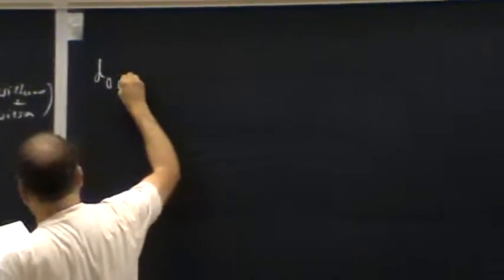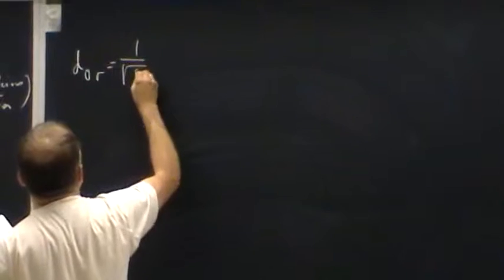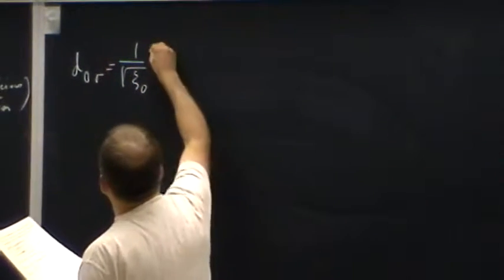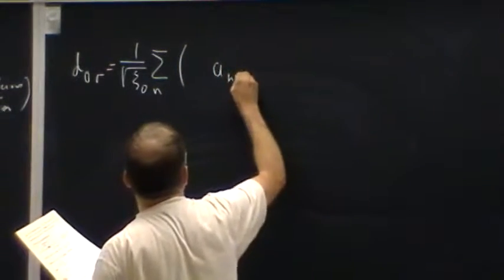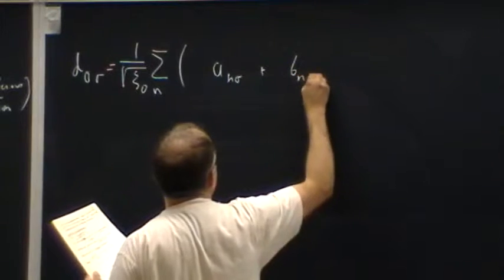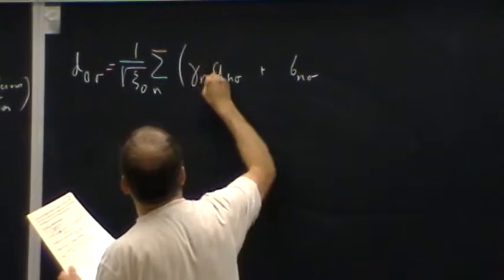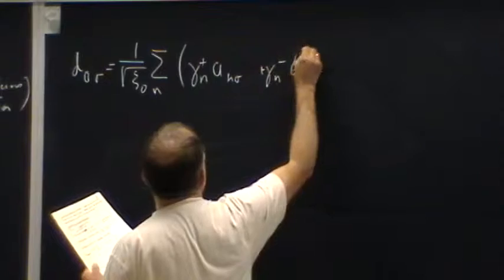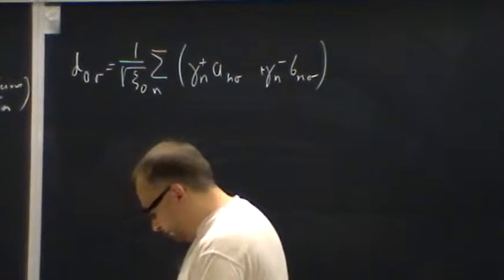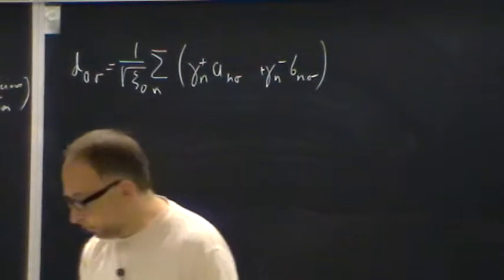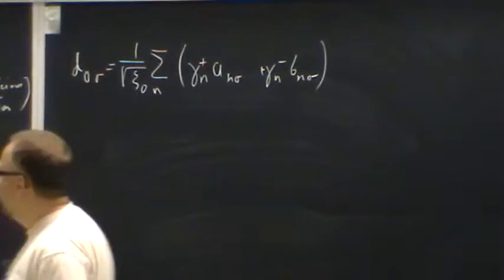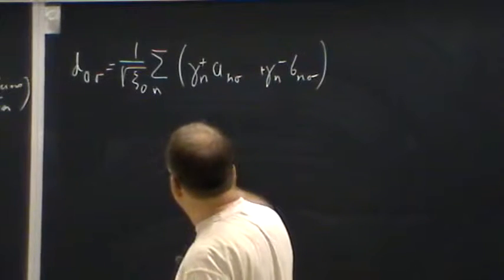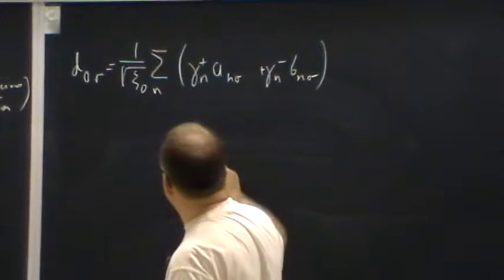The delta 0 sigma is given by this 1 over psi 0, and it's the infinite sum of these A and B operators, A n sigma plus B n sigma, with some prefactor, which you can read up in the literature. Which means, and that's why I say this is the one important formula here, if you look at this Hamiltonian now, what you have is the following.